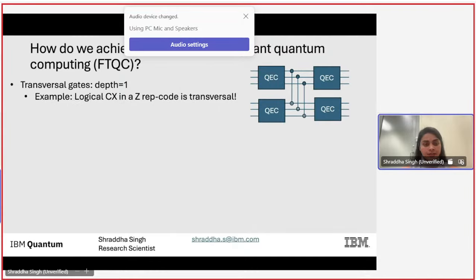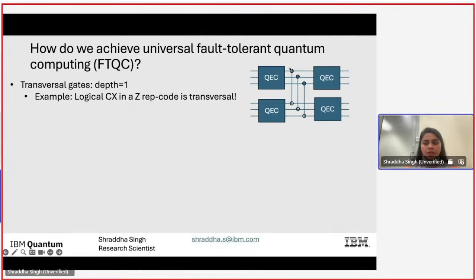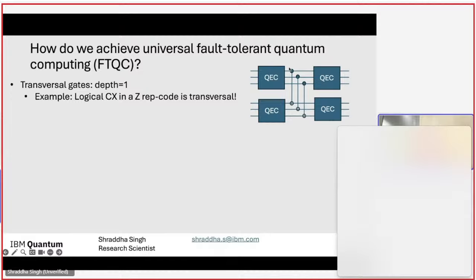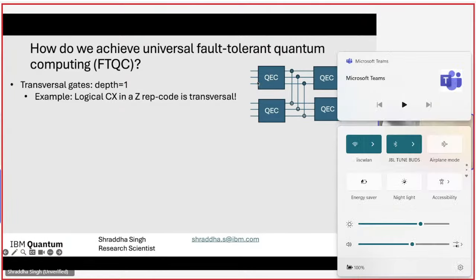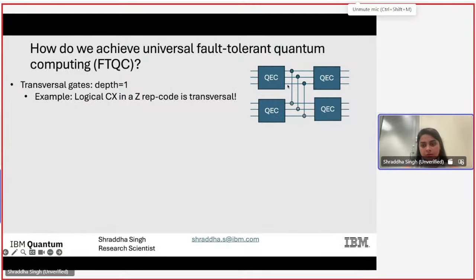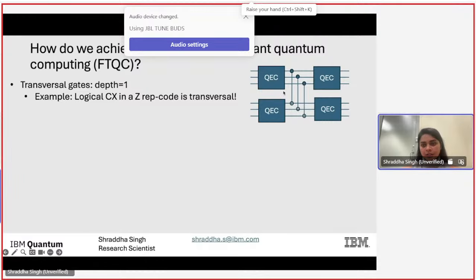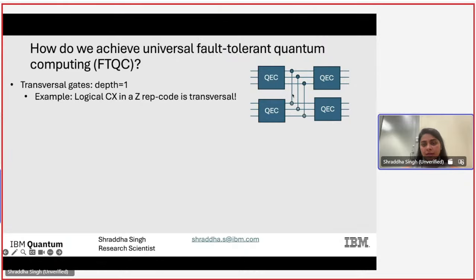To be able to implement transversal gates. What are transversal gates? Transversal gates essentially apply logical CNOT in this scenario by applying the CNOT gate between different pairs of qubits here.